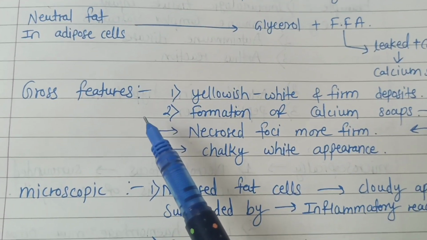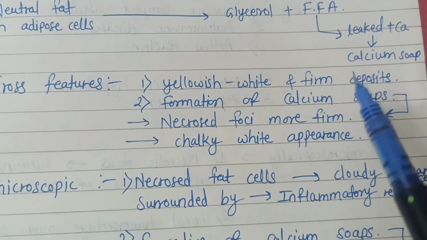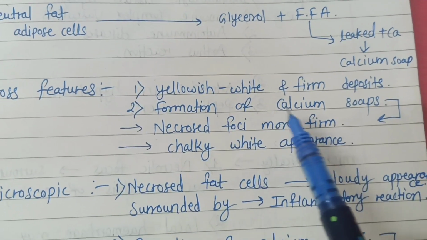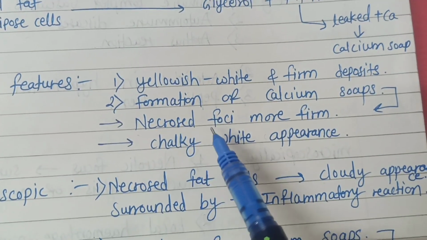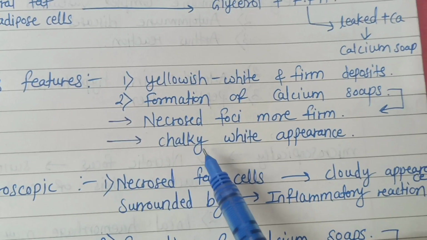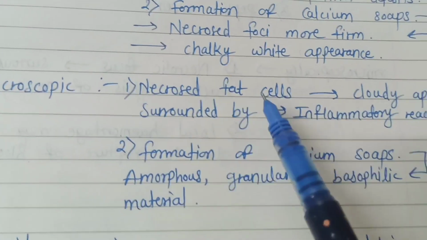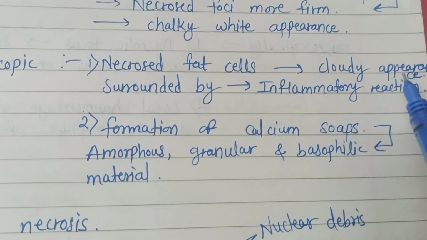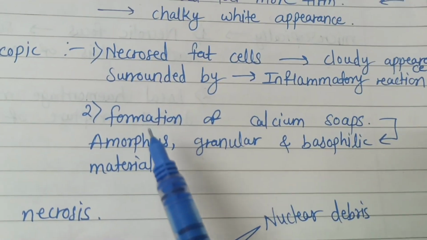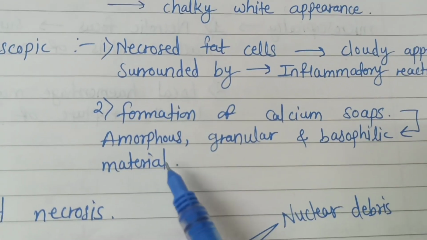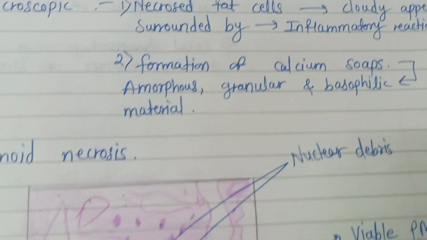Now gross features of fat necrosis: yellowish white and firm deposits. Formation of calcium soaps. And what are the two characteristics of calcium soaps? Necrosed foci are more firm and have a chalky white appearance. Microscopic features: necrosed fat cells have a cloudy appearance and are surrounded by inflammatory reaction. Formation of calcium soaps. Calcium soaps are amorphous, granular and basophilic material.